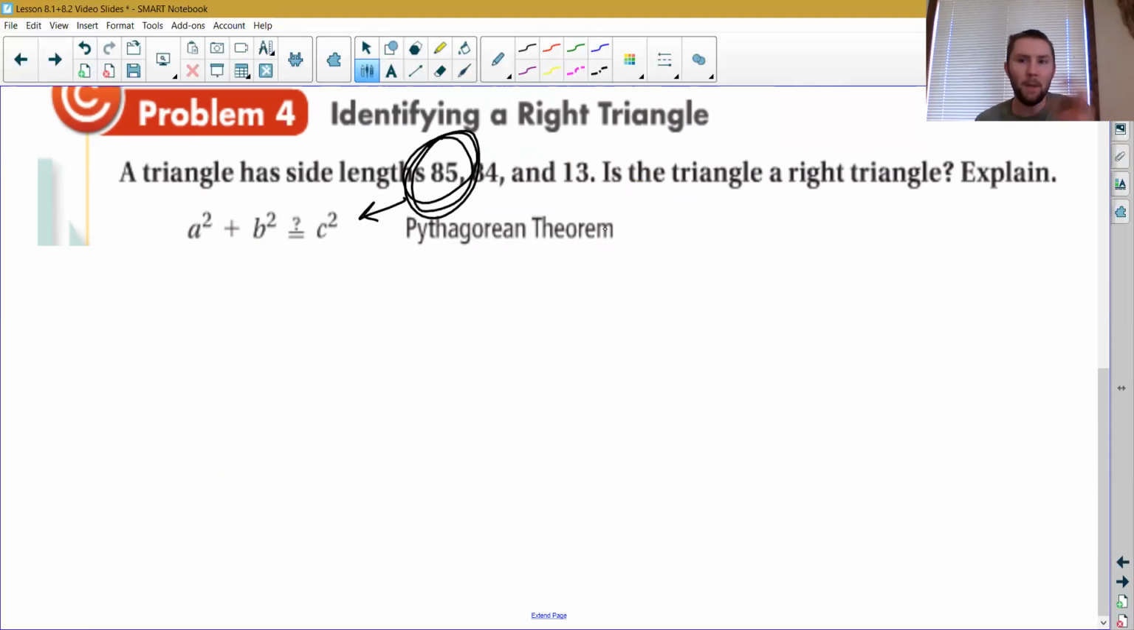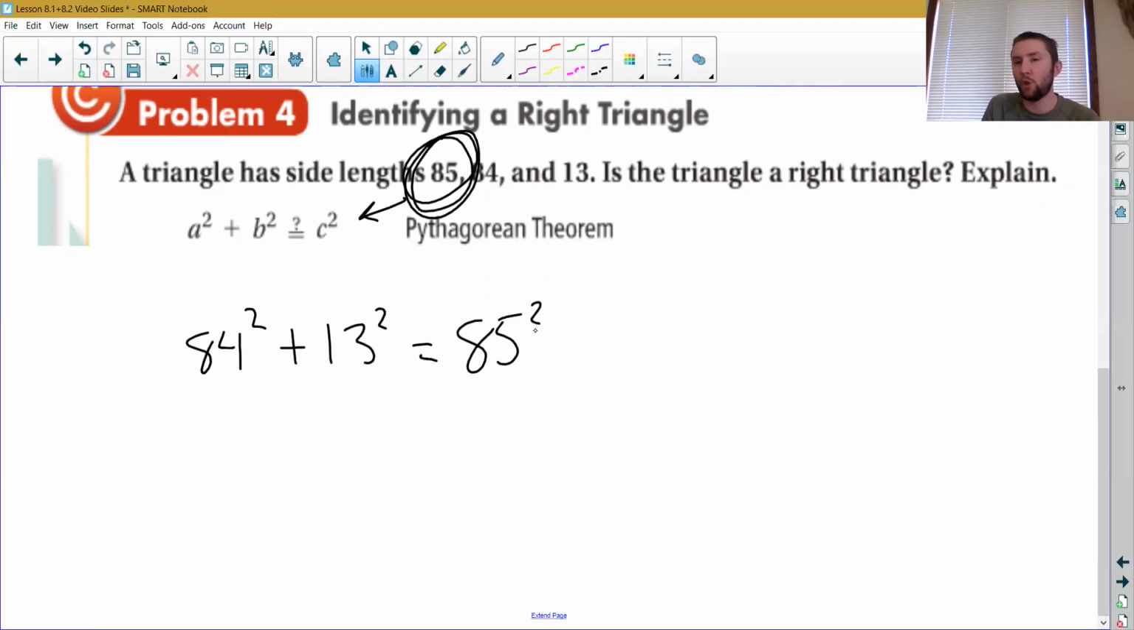So the other 2 can be a and b in whatever order we want them to be. It doesn't matter the order. So I can go 84 squared plus 13 squared equals 85 squared, and I'm just checking to see, is this true? Is this true or is it not true?